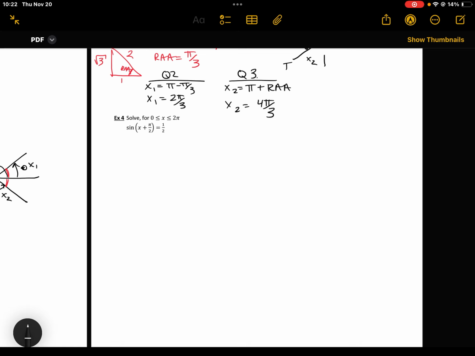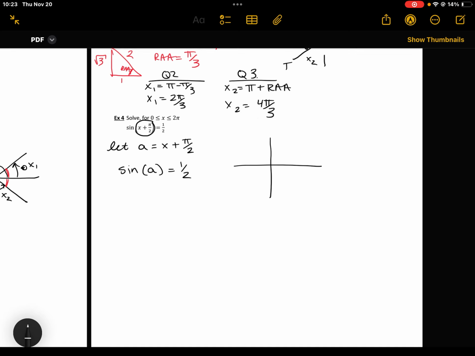The last example that we're going to do here is we're going to take a look at solving for an equation that has a composite angle in the argument. So this one has x plus pi over 2. And so all I'm going to do first is I'm actually going to get rid of it by using a variable to represent that x plus pi over 2. So that means that my equation is now sine A is equal to 1/2.